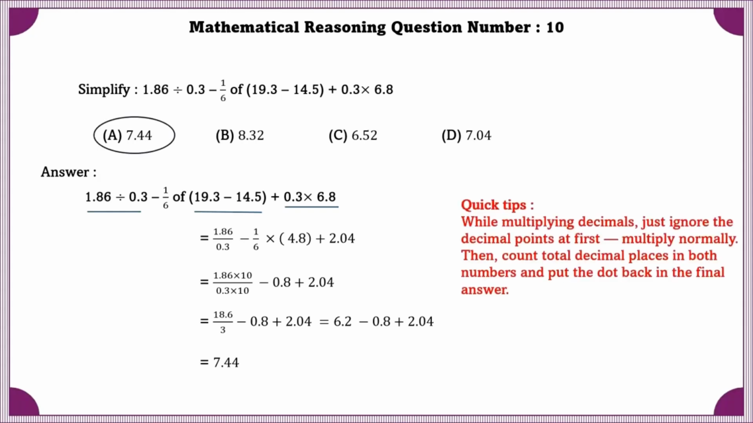Here's a quick tip. While multiplying decimals, just ignore the decimal point first, then multiply normally. Then count the total number of decimal places in both numbers and put the dot back in the final answer.